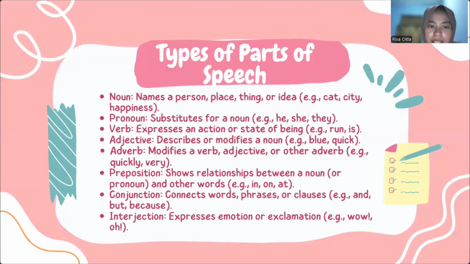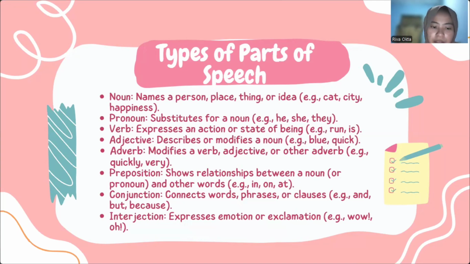And next slide, types of parts of speech. Noun names a person, place, thing, or idea. Example, cat, city, and happiness. Pronoun substitutes for a noun. Example, he, she, they. Verb expresses an action or state of being. Example, run and is. Adjective describes or modifies a noun. Example, blue and quick. Adverb modifies a verb, adjective, and other adverbs.